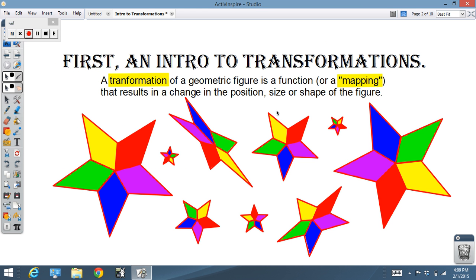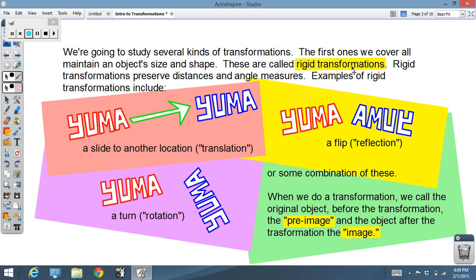Go. First of all, a transformation is a change to a geometric figure. It's a function or a mapping that results in a change in position, size, or shape of the figure. So got all kinds of pretty stars. Some are scrunched up, some are turned, some are slid, some are changed in size. These are all different kinds of transformations. We're going to start easy with three specific transformations in these first three units of the chapter. And they are called rigid transformations because they maintain an object's size and shape. All angles stay the same, all distances stay the same, and there are three kinds of them.